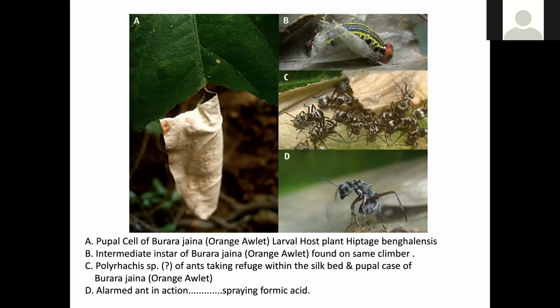And here you can see image number D, the ant in action while spraying formic acid. When I saw this particular pupal sail, I noticed there were several ants inside it. So I just tried to open it, and once I opened it, this particular ant tried to bite and tried to spray formic acid. Okay. So I will move on to the next slide.